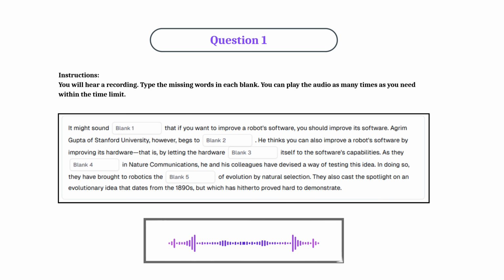As they describe in Nature Communications, he and his colleagues have devised a way of testing this idea. In doing so, they have brought to robotics the principles of evolution by natural selection. They've also cast the spotlight on an evolutionary idea that dates from the 1890s, but which has hitherto proved hard to demonstrate.